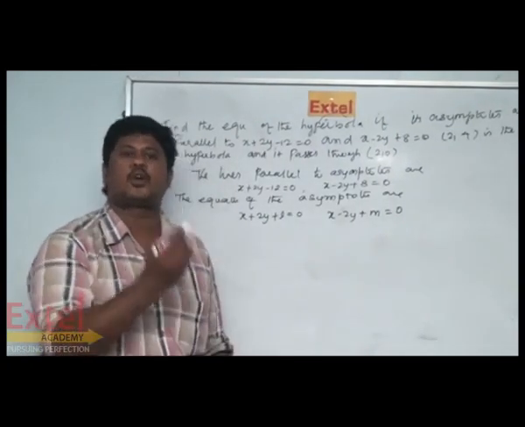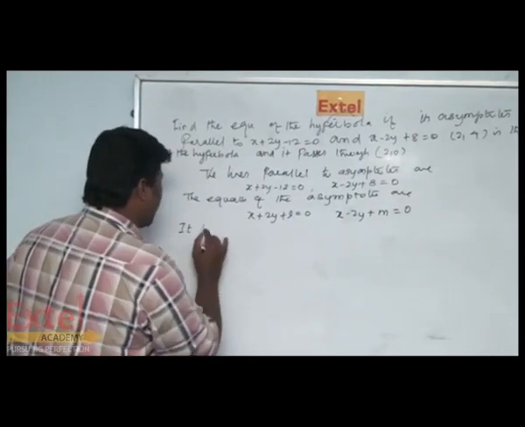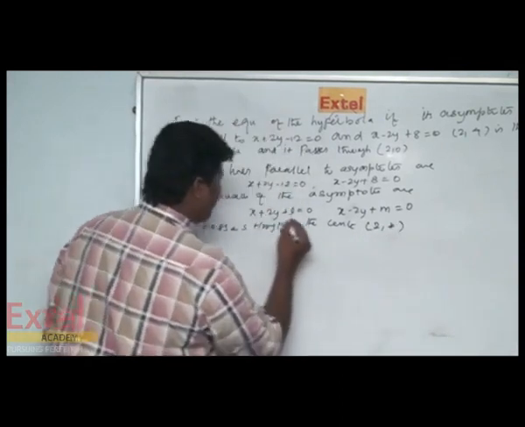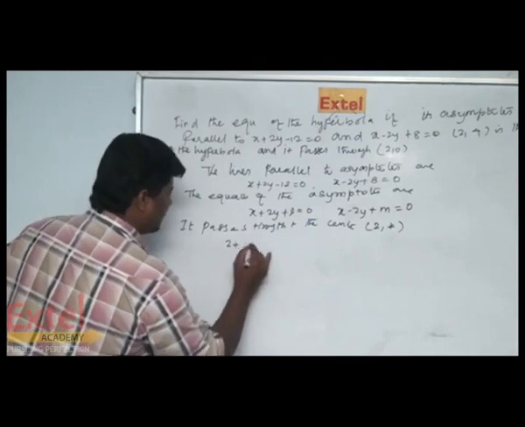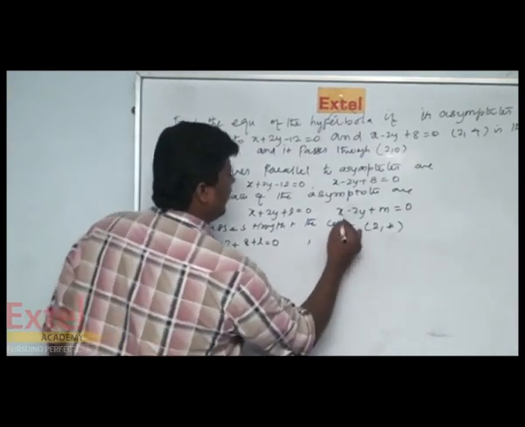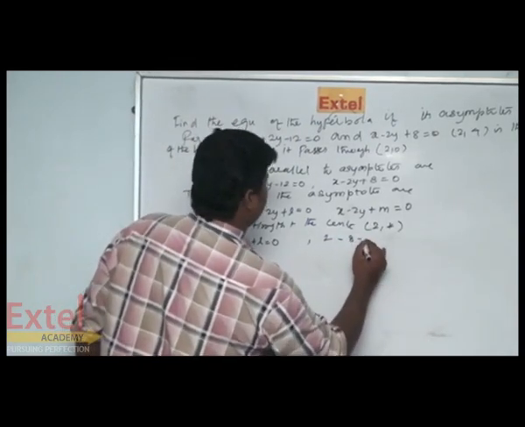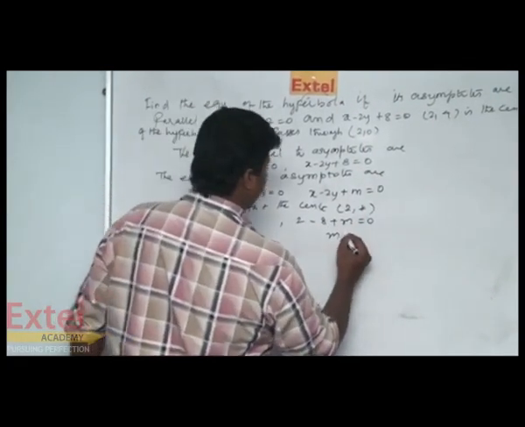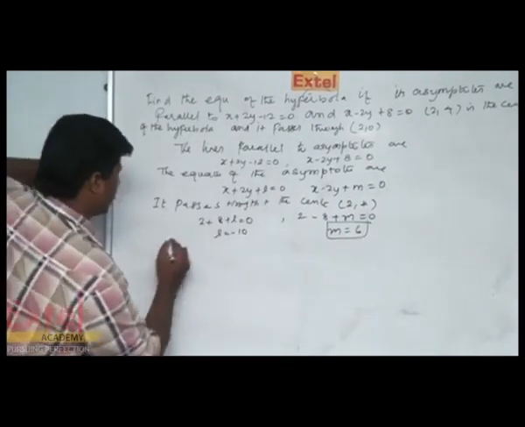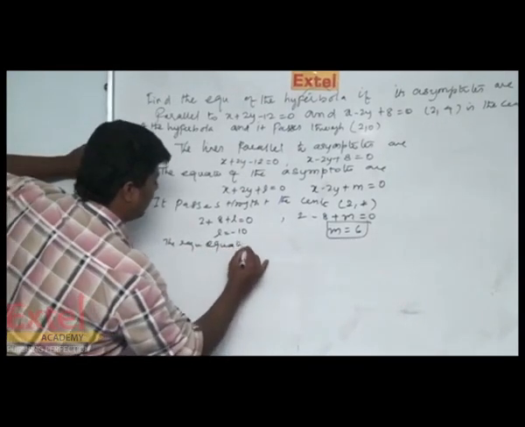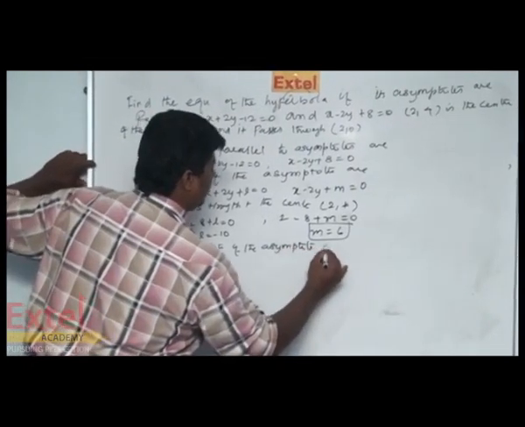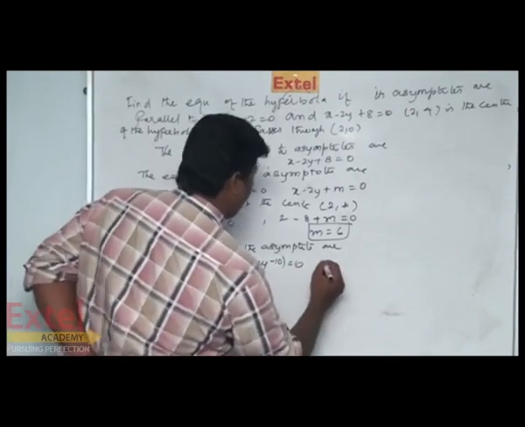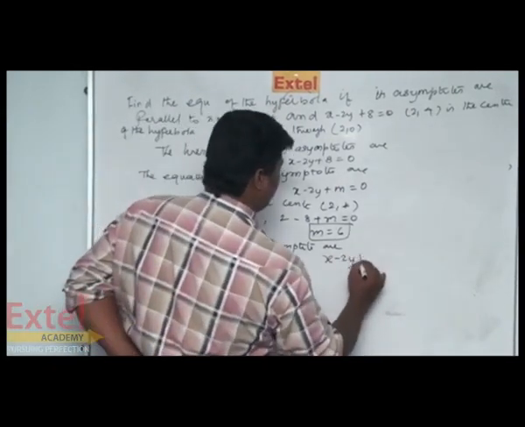The second line of the question says (2, 4) is the center of the hyperbola, which means the asymptotes pass through the center (2, 4). Substituting x equals 2 and y equals 4, we get 2 plus 8 plus L equal to 0, and 2 minus 8 plus m equal to 0. From this, L equals minus 10 and m equals plus 6. Therefore the required equations of the asymptotes are x plus 2y minus 10 equal to 0 and x minus 2y plus 6 equal to 0.